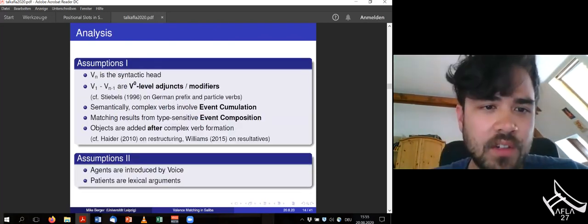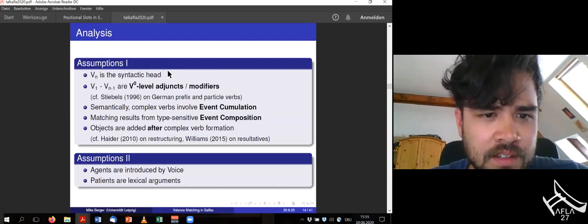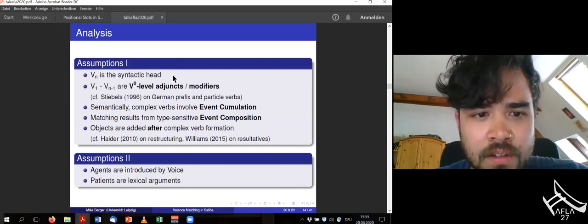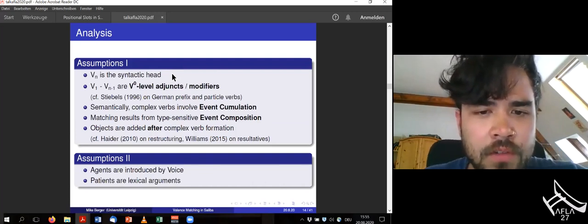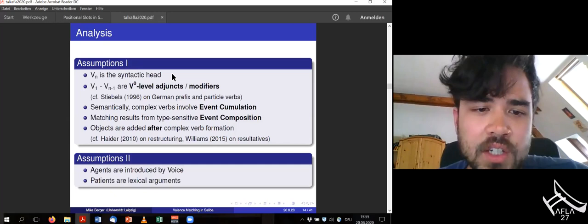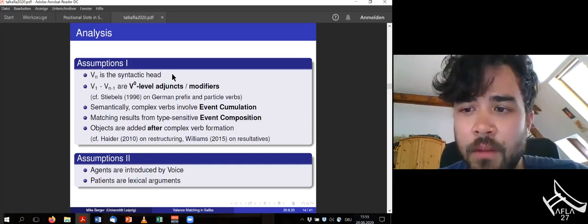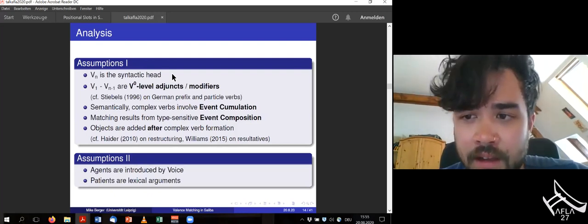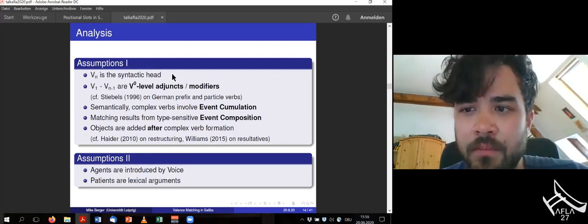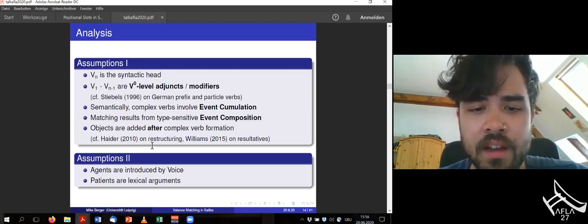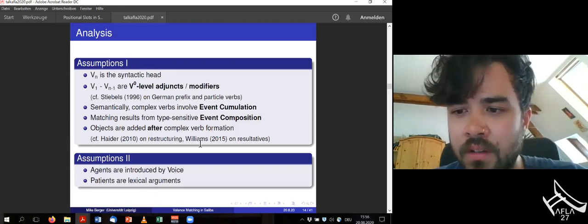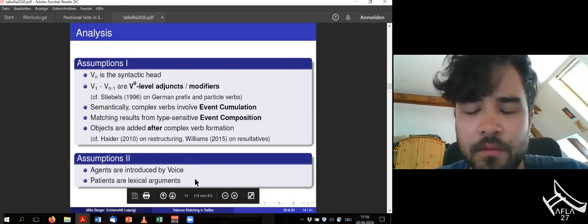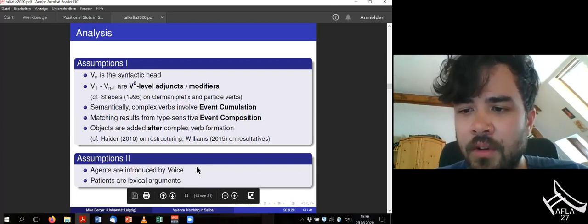These are going to be my assumptions. Vn is going to be the syntactic head. Any preceding verbs we can think of as V-level adjuncts or modifiers. Semantically, complex verbs involve event accumulation, and the matching itself is going to result from type-sensitive event composition. Crucially, objects are going to be added after complex verb formation. There is some precedent for this, for example, in Roland Hinterhölzl's work on restructuring, or in Alexander Williams' work on resultatives. These two assumptions are fairly standard: agents are introduced by Voice, and patients I take to be lexical arguments of the verb.